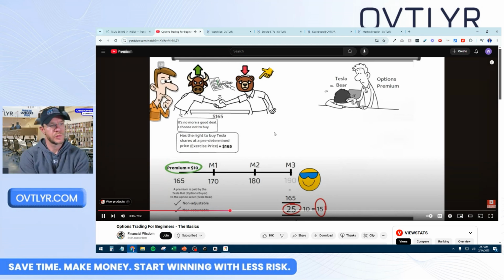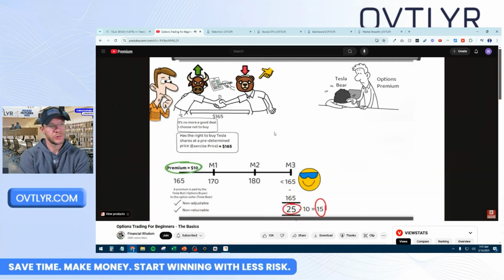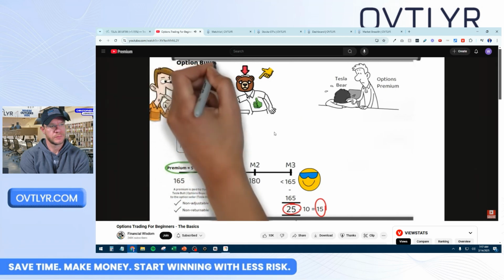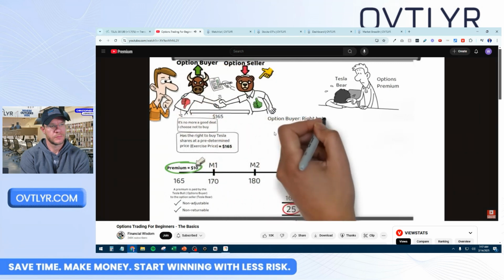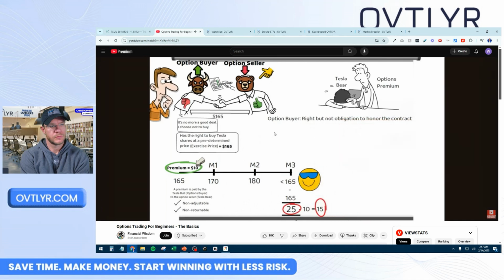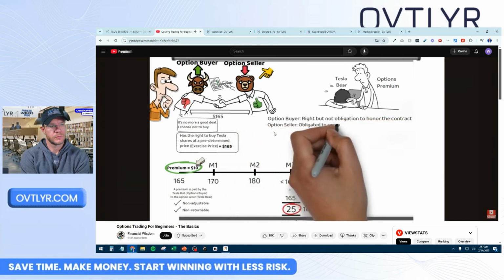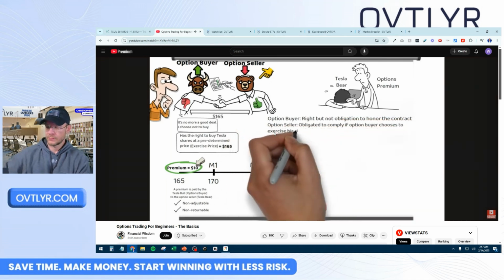On the other hand, if price closes below $165, the Tesla bull loses the $10 premium, and the Tesla bear gains the same amount as he gets to keep the premium. In this example, the Tesla bull will be termed as an option buyer, and the Tesla bear will be termed as an option seller. An option buyer has the right, but not an obligation to honor the contract, and an option seller has an obligation to comply if the option buyer chooses to exercise his right.